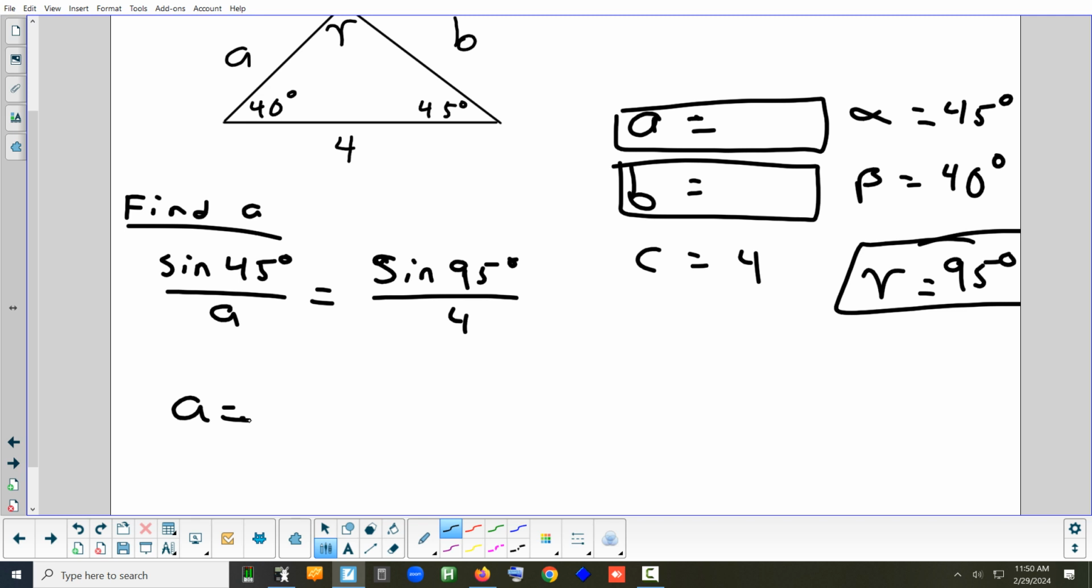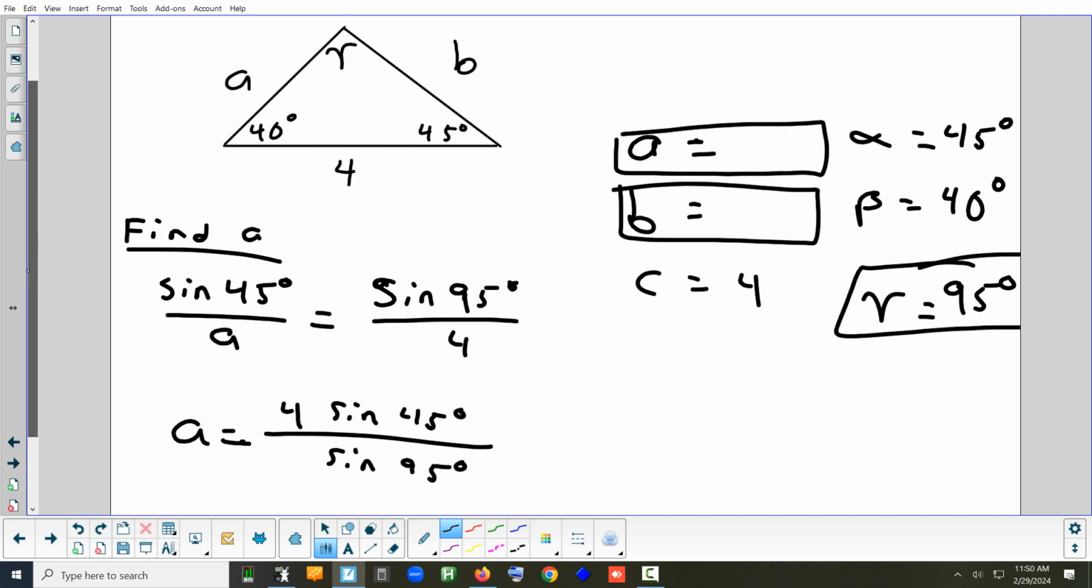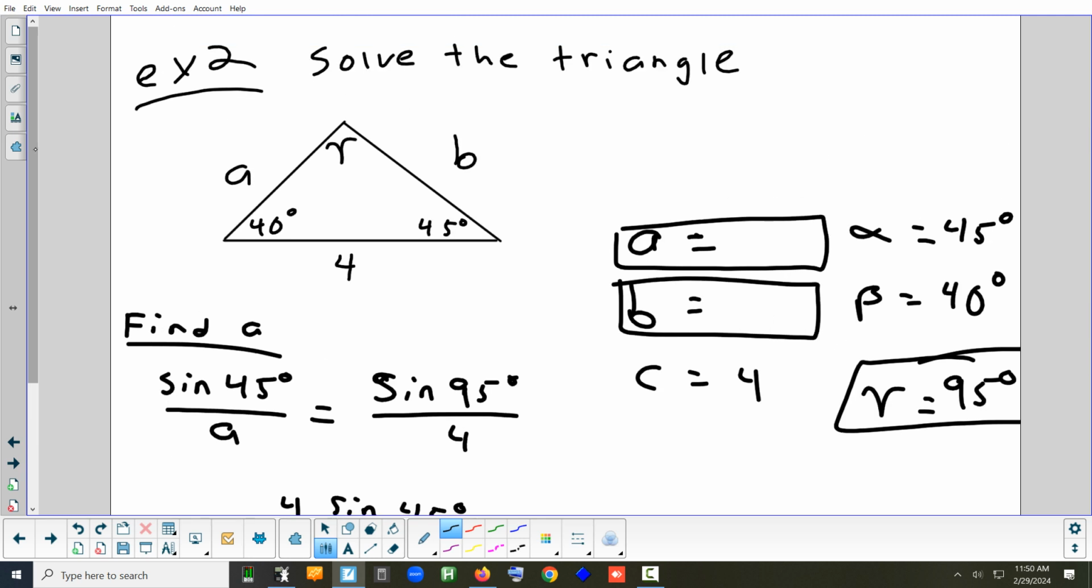Max? 4 sine 45 divided by sine 95. Yep, 4 sine 45 over sine 95. It's going to come out to 2.839. Okay, thank you very much. 2.839.